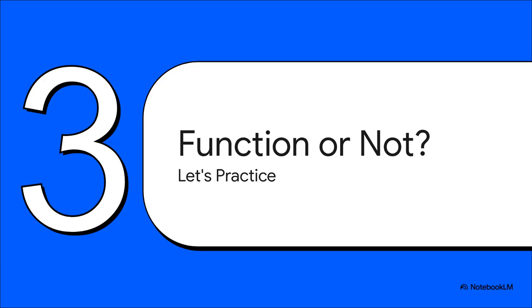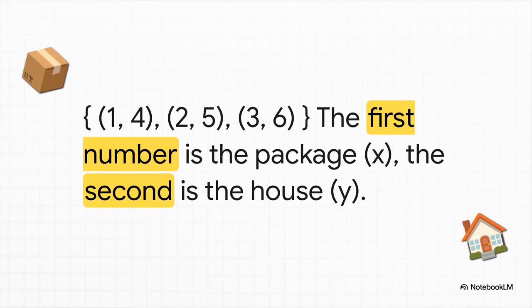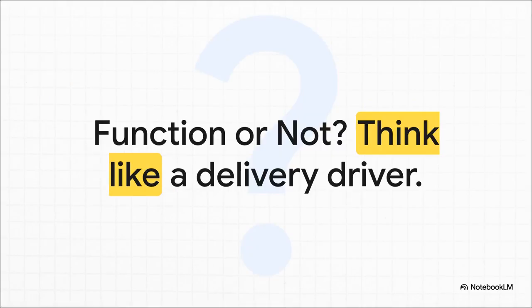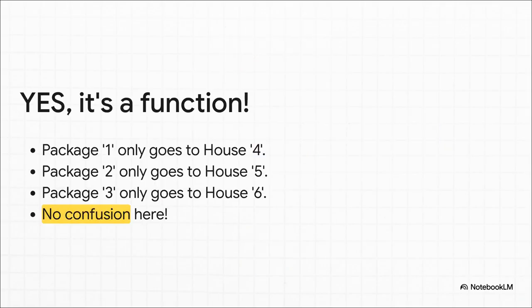All right, theory is great, but let's put this to the test. Let's do a little practice round. I'm going to show you a couple of examples written out in math terms, and all you have to do is use our delivery driver rule to figure out if it's a function or not. You ready? Okay, here's our first one. We've got a set of pairs. Just remember, the first number in the pair is the package, our x value, and the second number is the house, our y value. So, what do you think? Function or not? Just think like a delivery driver. Are these instructions clear? Is there any confusion here? Yep, you got it. This is definitely a function.